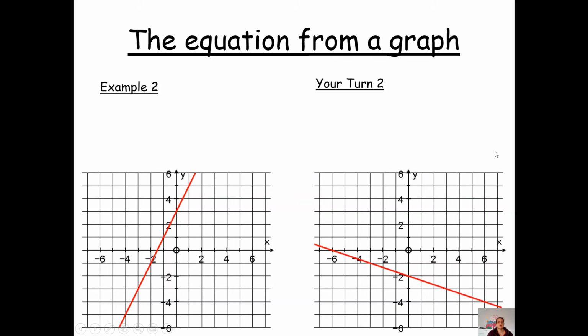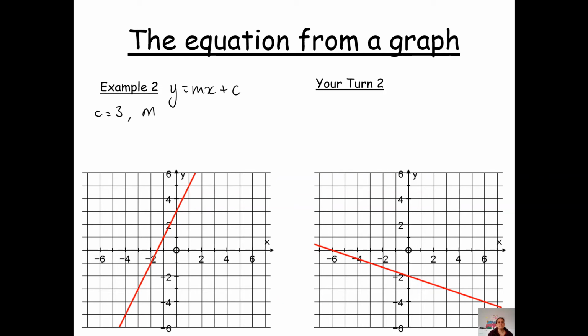Now let's look at another example. So again, we always write down y equals mx plus c to show how clever we are, that we understand that this is a straight line and that this is the general form. Then we look and see. Well, c is equal to 3, because that's where it crosses the y-axis.